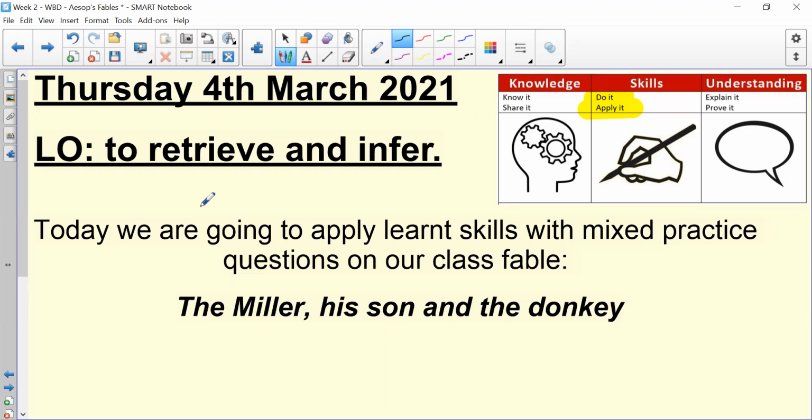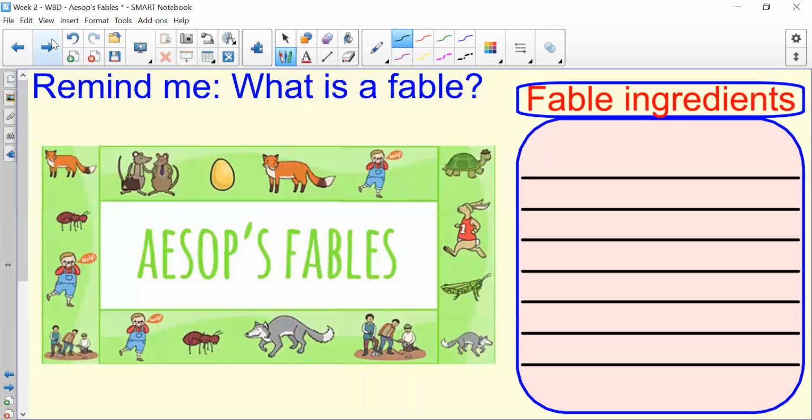Okay, back to today's lesson. We're going to apply learnt skills with mixed practice questions on our class fable, The Miller, His Son, and the Donkey. But first of all, can you remind me, what is a fable? Pause the screen and have a think, and then we'll talk through some ideas.